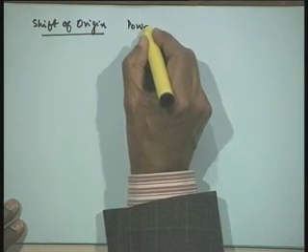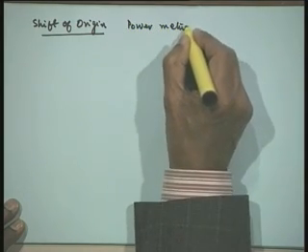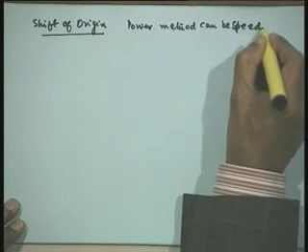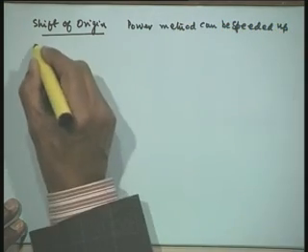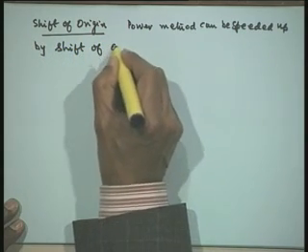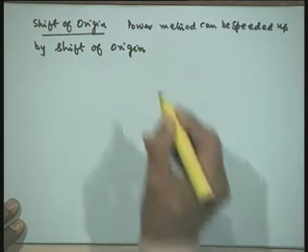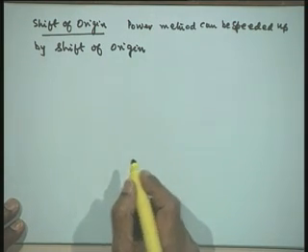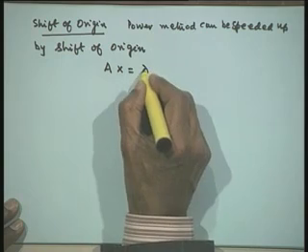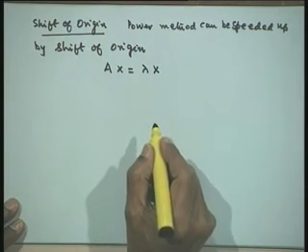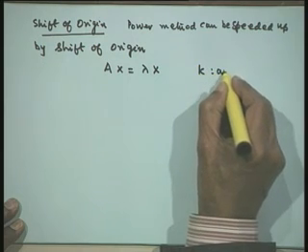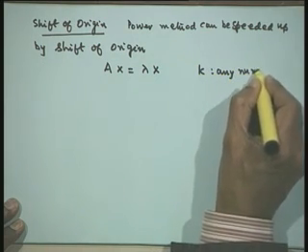We can say that power method can be speeded up by shift of origin. Now, what we mean by the shift of origin is this. So, let us take our eigenvalue problem, A x is equal to lambda x, and let us take k as any number.